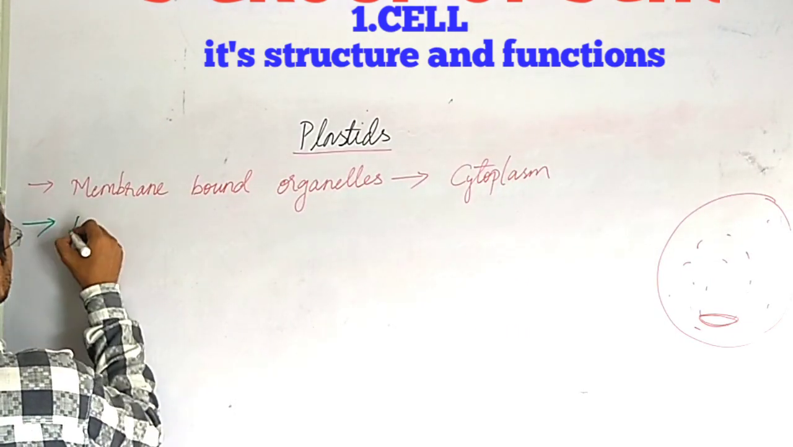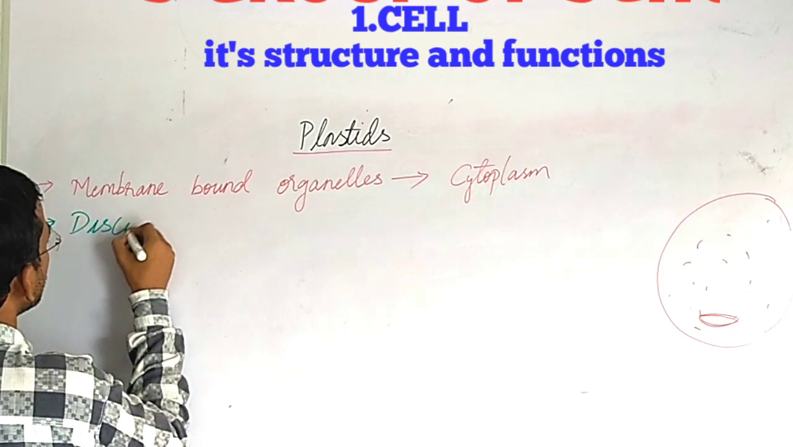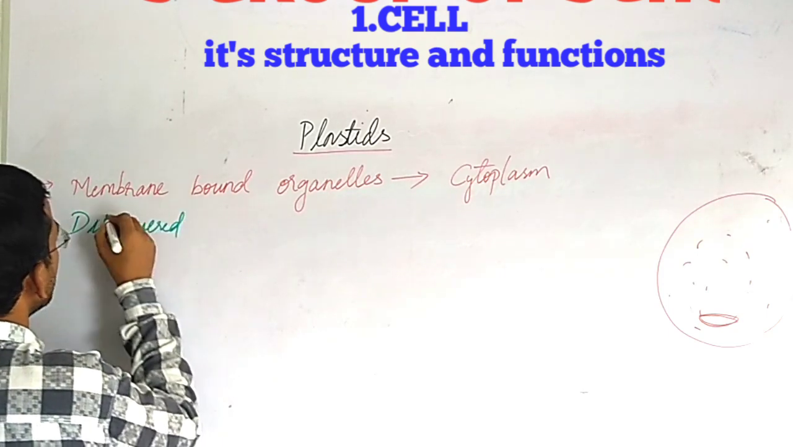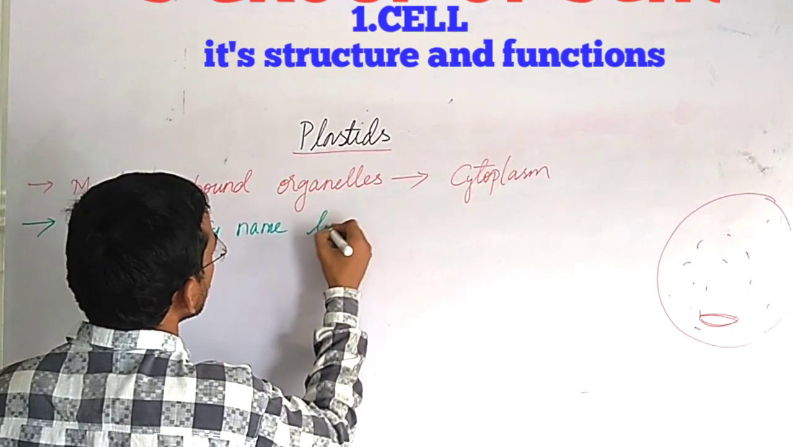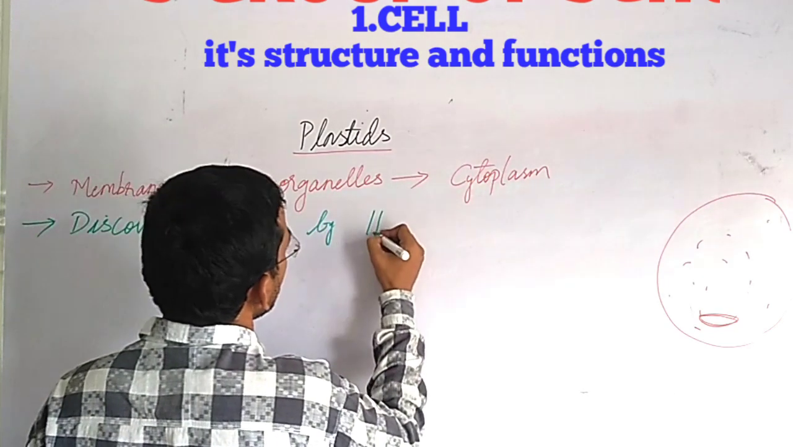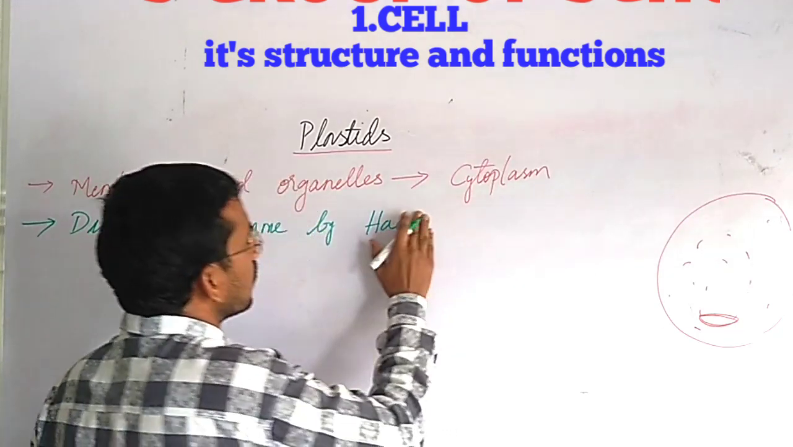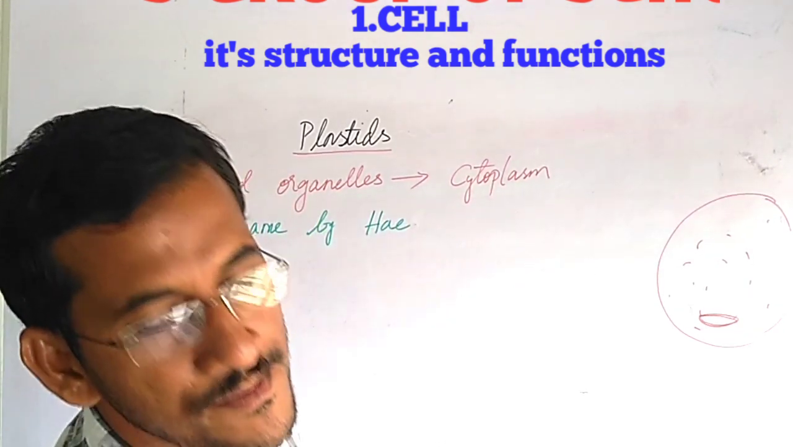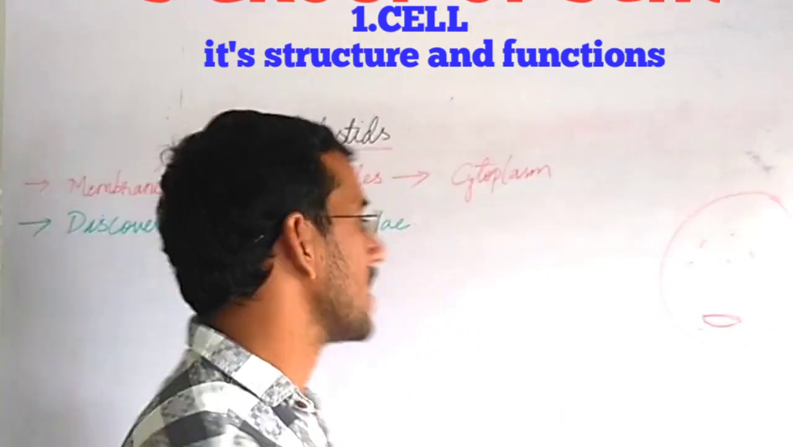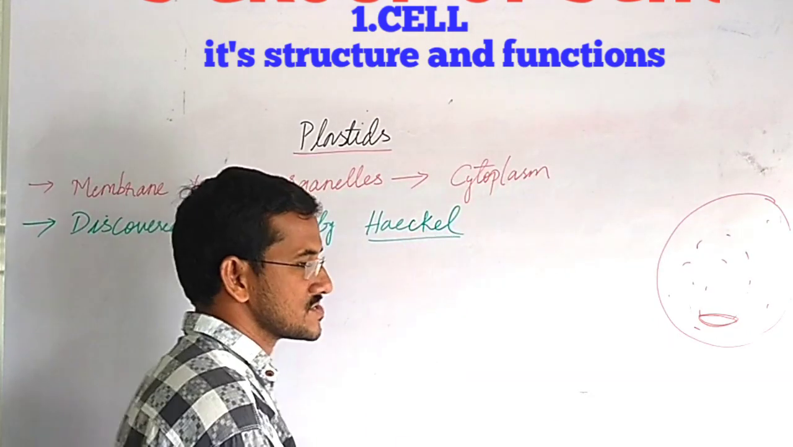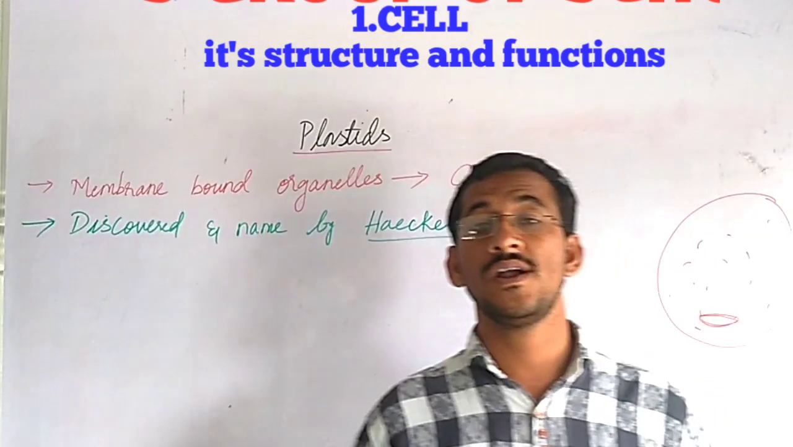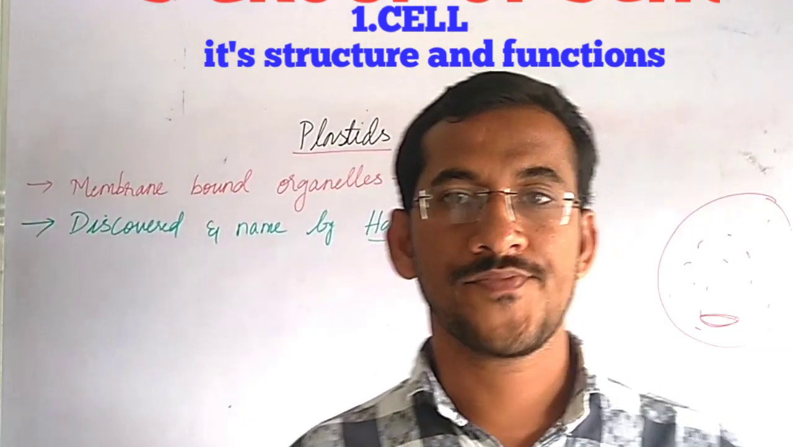Who is the scientist who gave this name? This is given by Haeckel. So he is the scientist who discovered it and who gave the name.